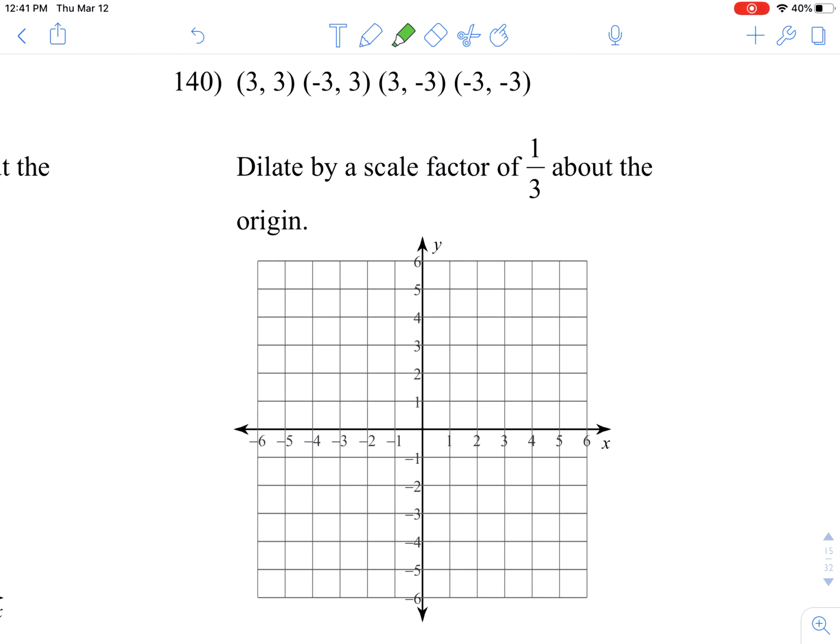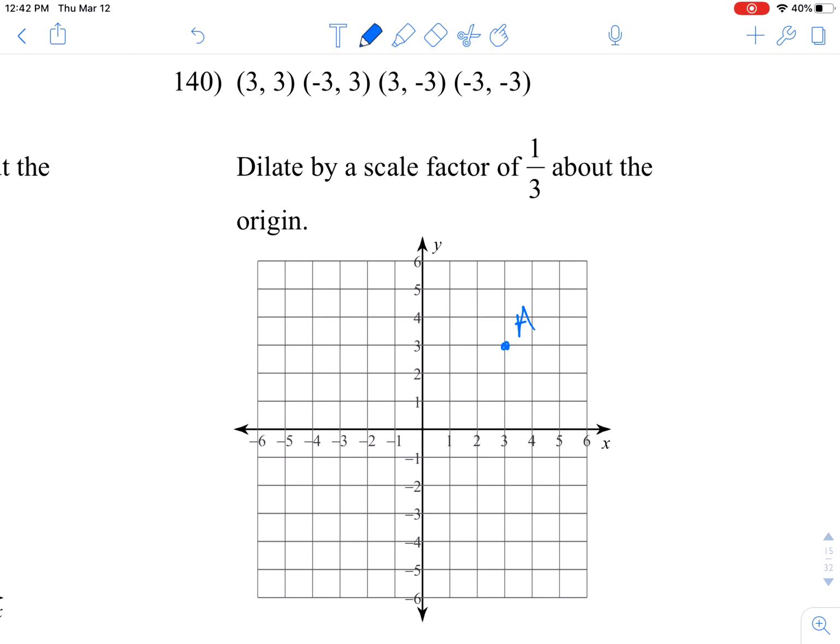You're going to graph them. So 3, 3 is here. I'm going to go ahead and label it A. Negative 3, 3 is here. I'm going to label that one B. 3, negative 3 is here. Label that one C. And then negative 3, negative 3 is here. I'm going to label that one D. Connect them. You should have a shape that looks something like this.